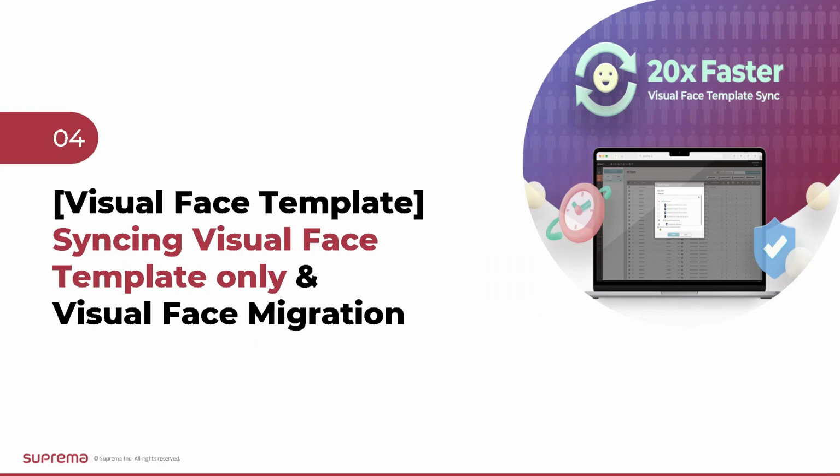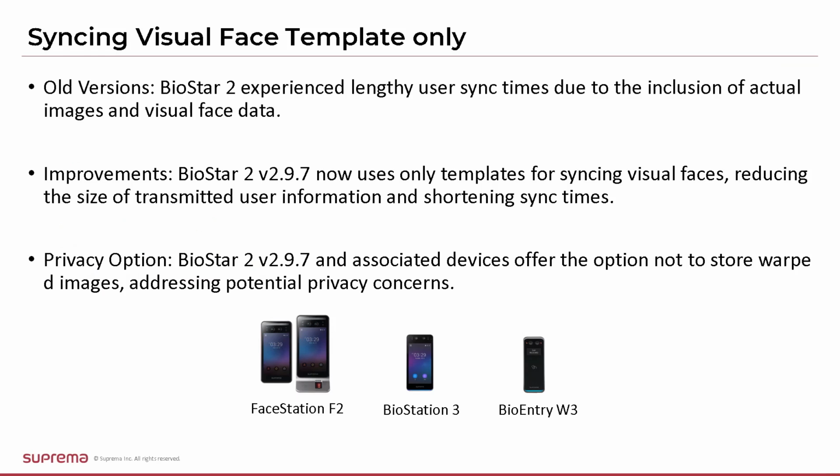The following is one of the major features of BioStar 2 version 2.9.7, which is the ability to synchronize only visual face templates. FaceStation F2, BioStation 3, and BioEntry W3 are visual face authentication products, and the face template used for visual face authentication is called Visual Face Template in Suprema terminology. In the past, BioStar 2 versions used warped face images to manage and transmit user information of visual face authentication devices. As a result, the more users BioStar 2 managed, the slower the transmission completion speed became.